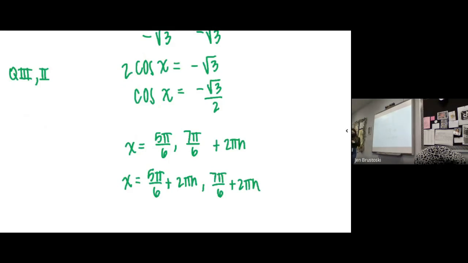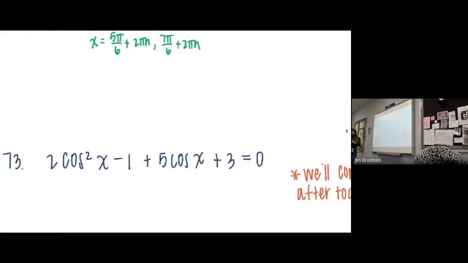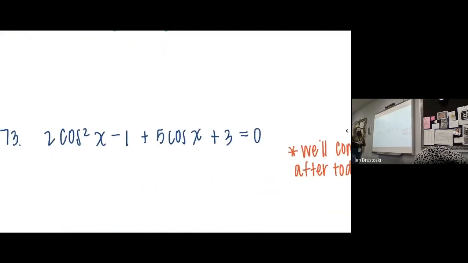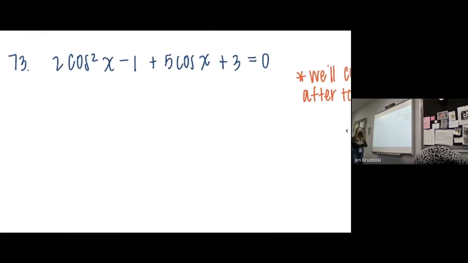Then this is number 73. Now, 73 was intentionally difficult, okay? This is something we're going to look at today. What ends up happening is we have to factor this. We did do some factoring in 5.1, not a ton, just a little bit. That's what we end up having to do, factor this. So we'll come back to this problem at the end of class, all right?